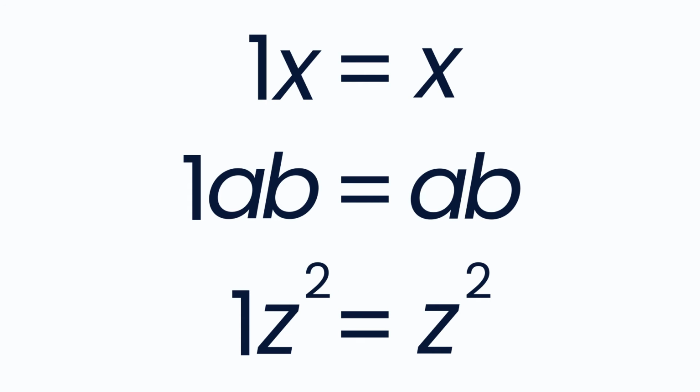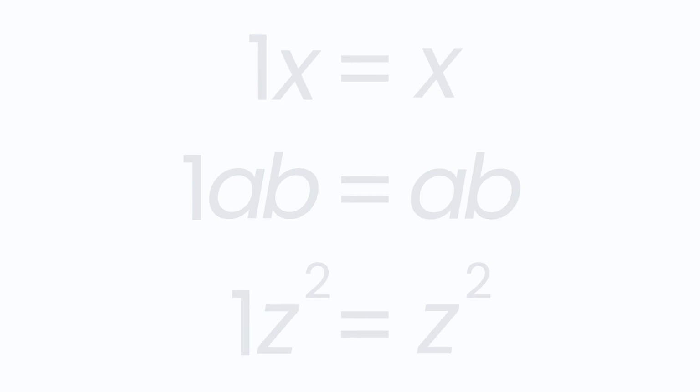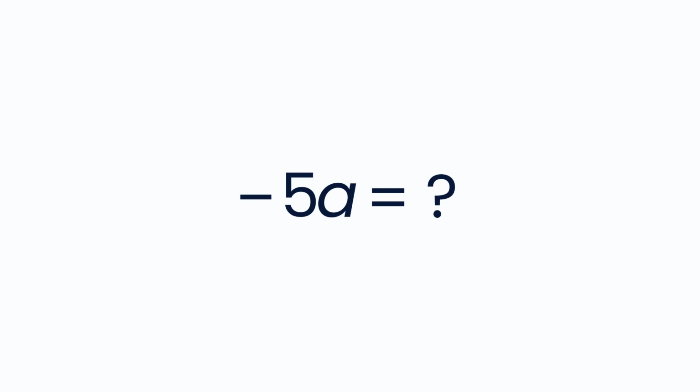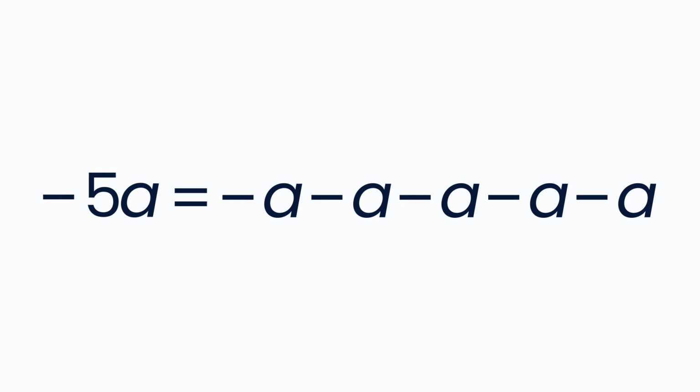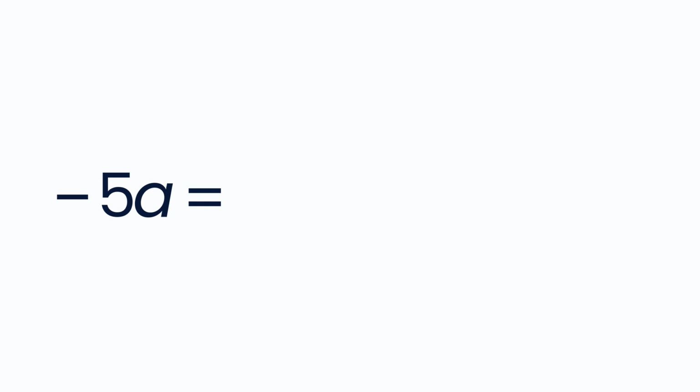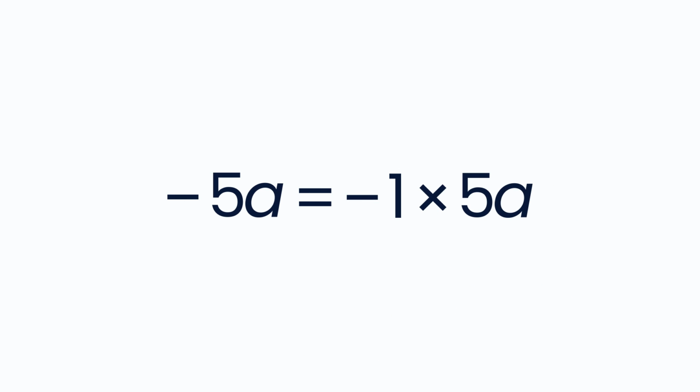The coefficient can also be a negative number, like minus 5a. But what does this mean? As a starting point, you can think of it as minus a minus a minus a minus a minus a. You can also think of minus 5a as minus 1 times 5a.